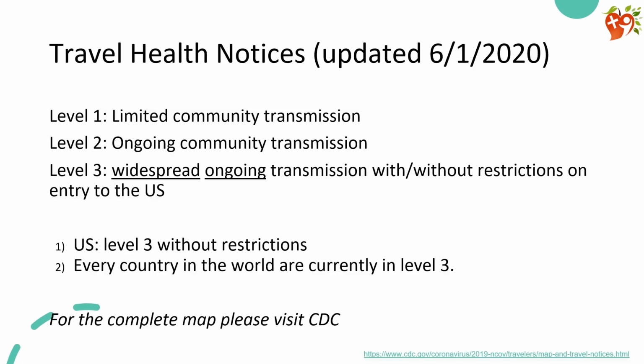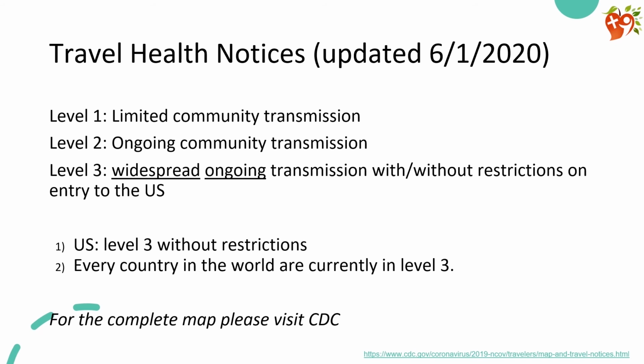Now, what should you do if you go traveling? Travel restrictions vary by country, so it is important to be informed of your country's latest policies. According to CDC, COVID-19 travel recommendations are divided into 3 levels. Level 1 and Level 2 are limited and ongoing community transmission. Level 3 indicates widespread ongoing transmission with or without restrictions on entry to the U.S.